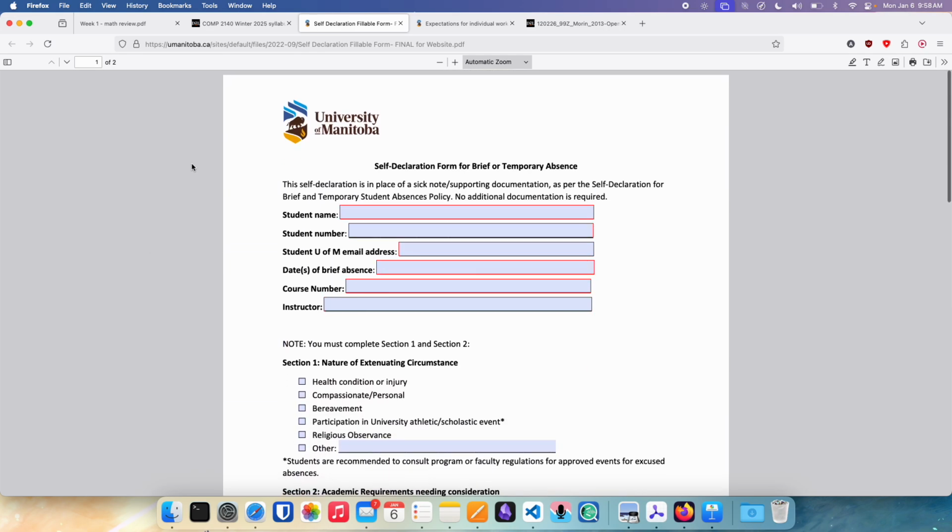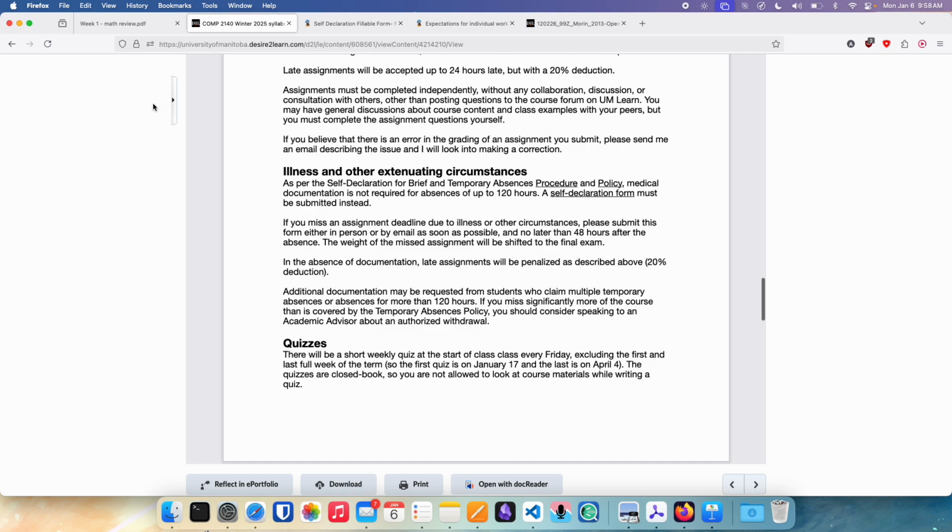You fill this out, and the assessment you missed, its weight will be shifted onto the final exam. No questions asked. You can do this once. After that, like if you get sick again or have another family emergency, you'll have to submit some form of evidence. This policy, I think it was set up around the pandemic, to make it so students don't feel pressured to come to class anyway when they're sick.